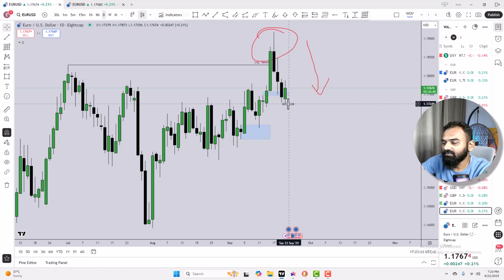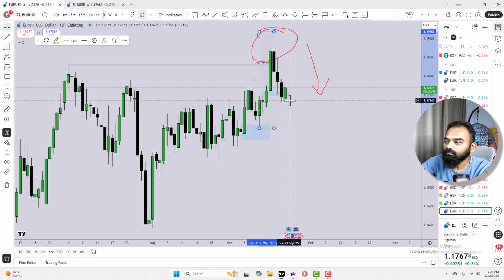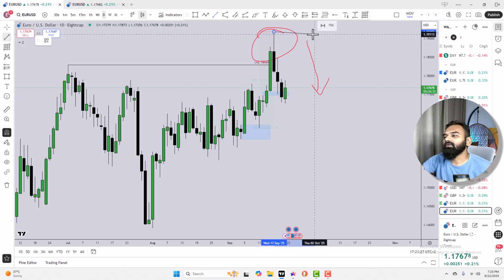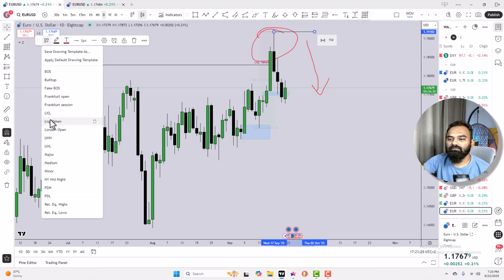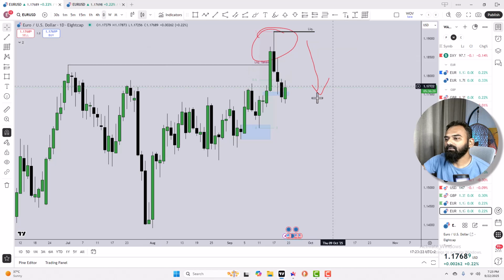Now EURUSD came back down into inside the range and in discount level. So external liquidity has been taken, internal liquidity has been taken. Our weekly target for this week will be this liquidity here.